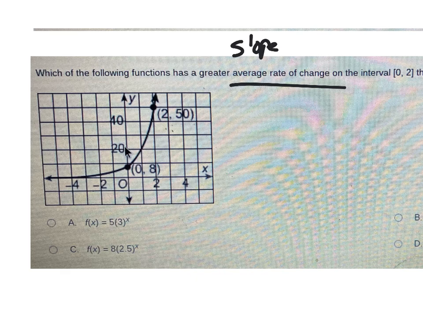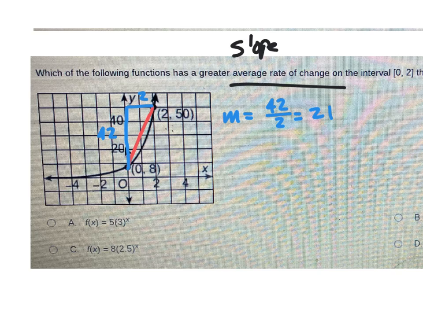All right, so if you wanted to calculate the slope over the interval from 0 to 2, I'm going to draw a line from 0 to 2 and calculate that slope. That's from 8 up to 50. So what is that, 42? Up 42 and then over 2. So your slope for this graph is going to be 42 over 2, which gives you 21.